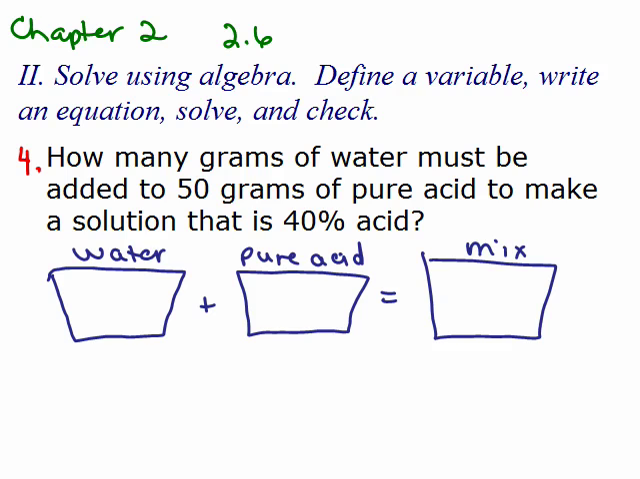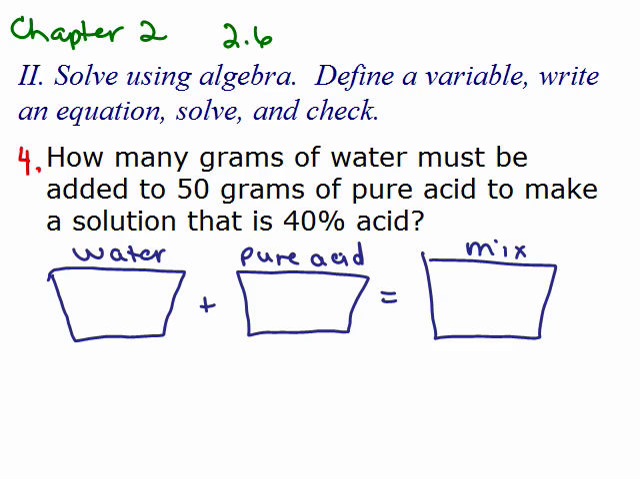All right, we're still on Chapter 2, Section 2.6, Part 2. Solve using algebra: define a variable, write an equation, solve, and check. We have another mixture problem, a percent mixture problem, number 4. How many grams of water must be added to 50 grams of pure acid to make a solution that is 40% acid? First of all, we're going to assume the water is pure water, which means there's no acid in it or anything else, hopefully.